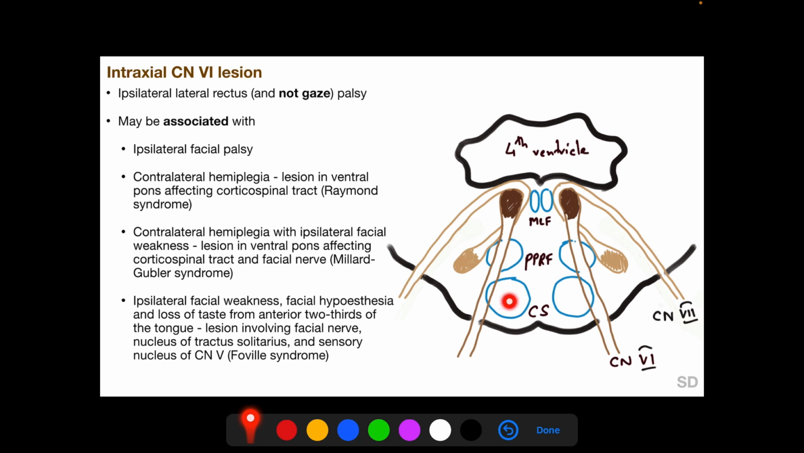If the lesion involves the corticospinal tract as well as the facial nucleus and or the nerve along with the intraaxial portion of the 6th cranial nerve, there will be contralateral hemiplegia, ipsilateral facial weakness and ipsilateral abduction deficit, and this is called Millard-Gubler syndrome. And if the lesion involves the facial nerve, the nucleus of tractus solitarius of the facial nerve and the adjacent sensory nucleus of cranial nerve 5, we will have ipsilateral facial weakness, facial hypesthesia and loss of taste sensation from the anterior 2/3 of the tongue, and this constellation of symptoms is called Foville syndrome.